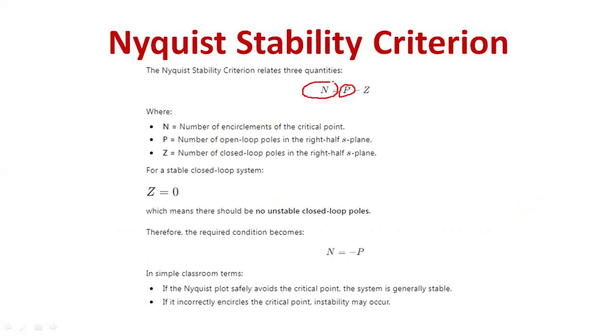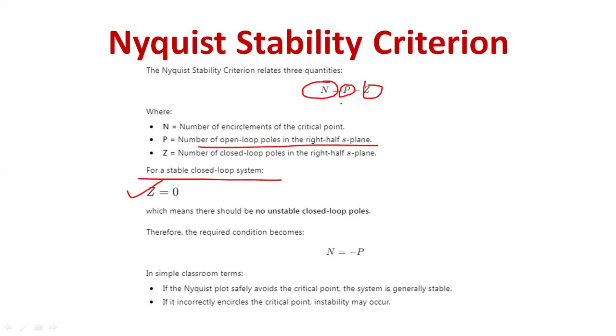N is nothing but the number of encirclements of the reference point, the critical point. P is the number of open loop poles in the right half of the S-plane, and Z is the number of closed loop poles in the right half of the S-plane. So P minus Z is the formula for computing the number of encirclements. For a stable closed loop control system, Z will be 0. This means there should be no unstable closed loop poles.